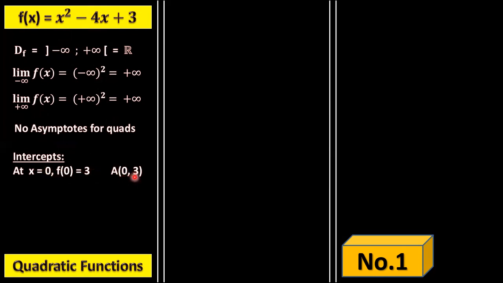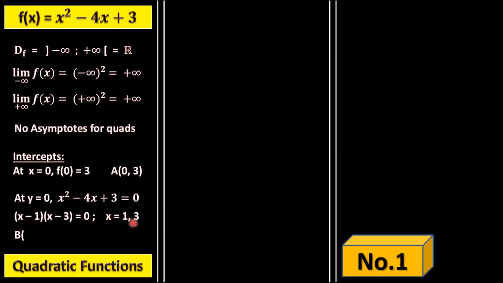Now what happens when y is 0 instead? At y equals 0, we just equate this quadratic to 0 and solve for x. When you solve this quadratic, the values you're going to have are 1 and 3. Those are the roots of this quadratic. Normally, you will not have to work out the value of y when x is 1, because you have just said when y is 0, these are the corresponding x values.